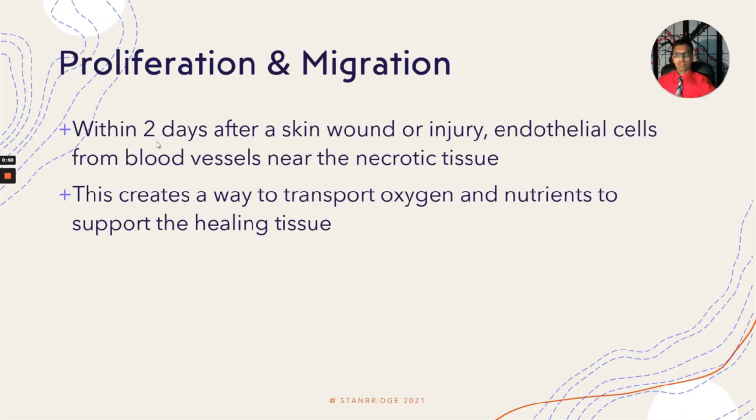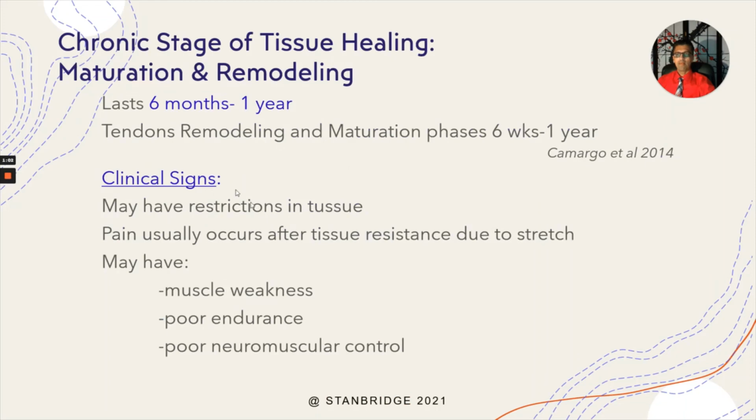So, proliferation, migration within 2 days after skin wound or injury, endothelial cells from blood vessels near the necrotic tissue. This creates a way to transport oxygen and nutrients to support the healing tissue. Now, the chronic stage of tissue healing, maturation and remodeling, lasts from 6 months to a year. Tendons remodeling maturation phase, 6 weeks to a year.